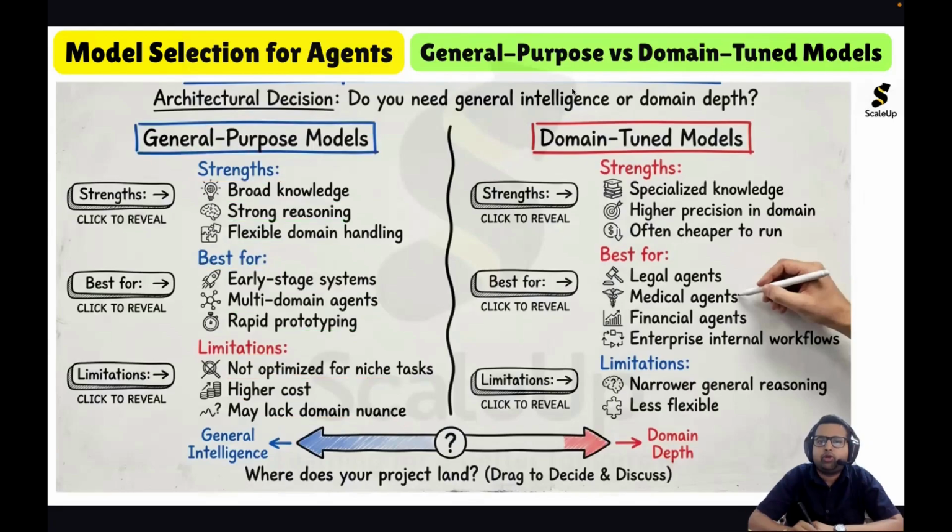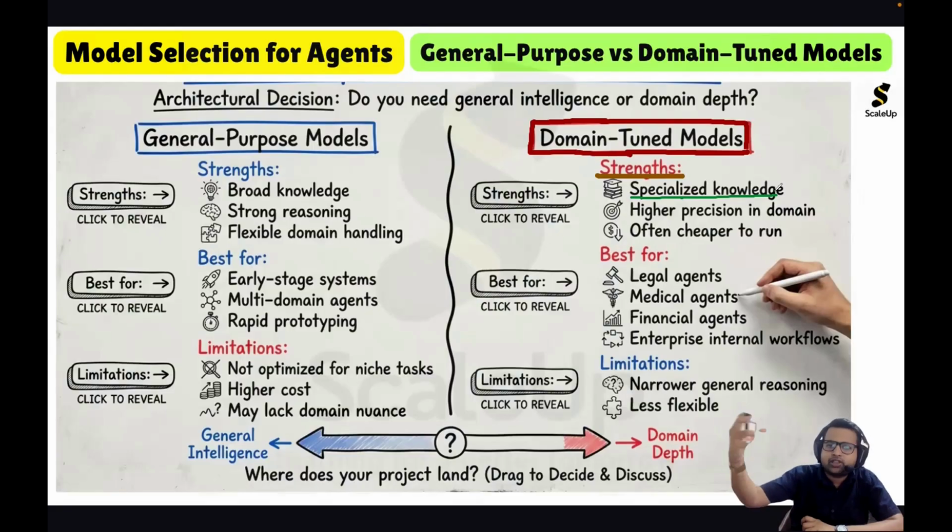If we look into the domain tuned models, the key strengths of domain tuned models: specialized knowledge. Domain tuned models, as the name suggests, are tuned for a specific niche, a specific domain. So these models have specialized knowledge, higher precision in the domain, and they are often cheaper to run.